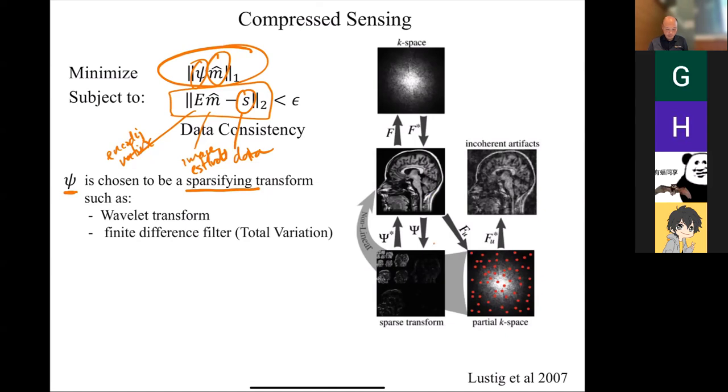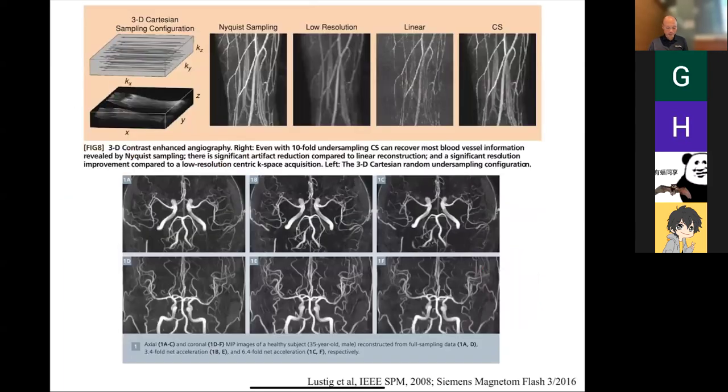So we're looking for a sparse transform. The solution that has a sparse transform is going to be part of our cost function. And so we're going to drive our solution to not only fit our data, but also to be sparse, in this case in the wavelet domain. Okay. So this is an example showing, in this case, full sampling. Full sampling is Nyquist sampling.